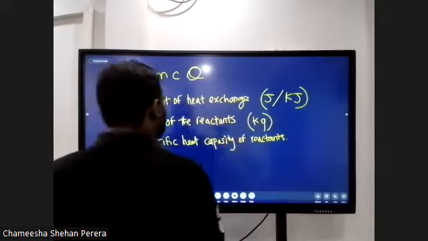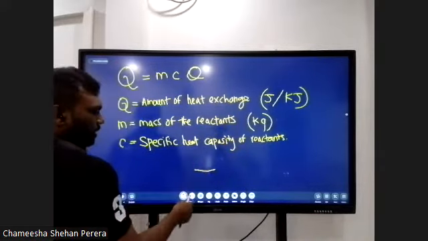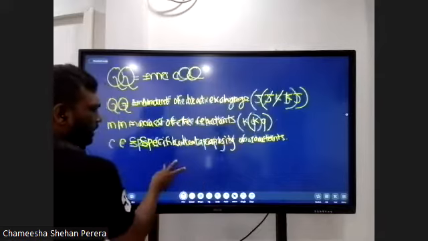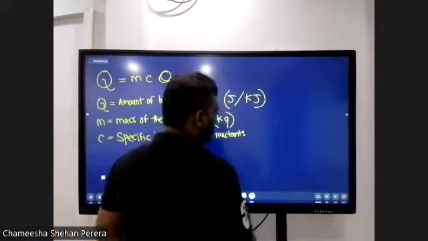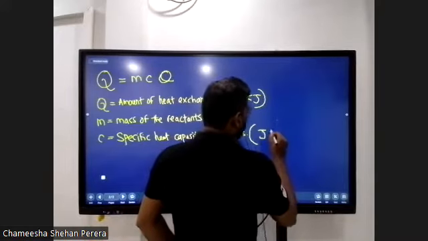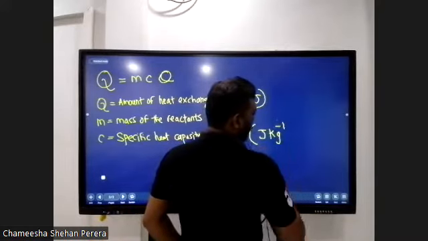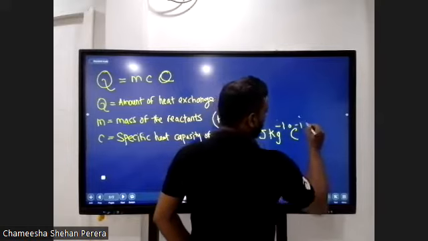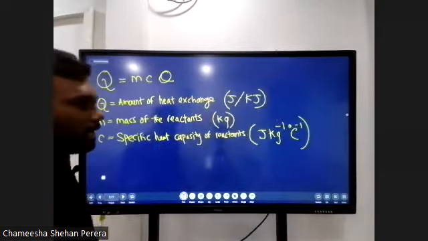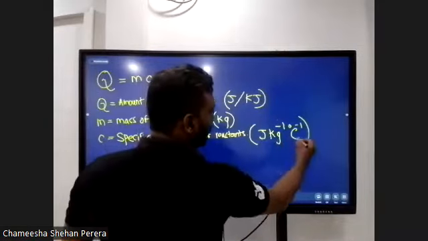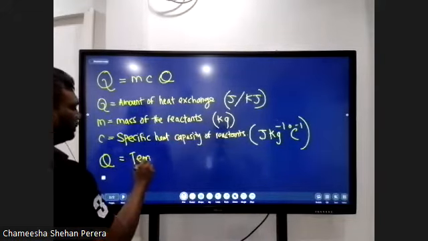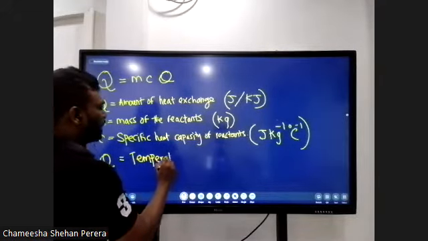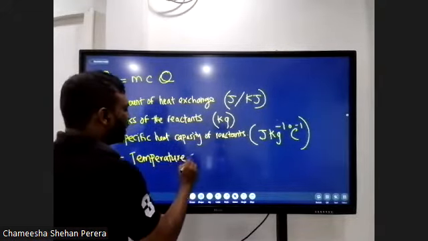Specific heat capacity is usually calculated with the longest SI unit: joules per kilogram per degree Celsius. That's long. And then theta is the temperature change, which is calculated in degrees Celsius.